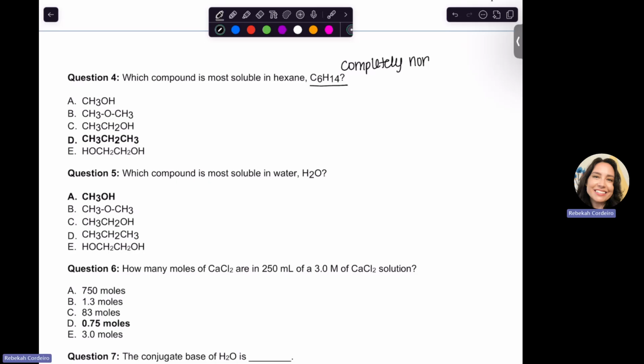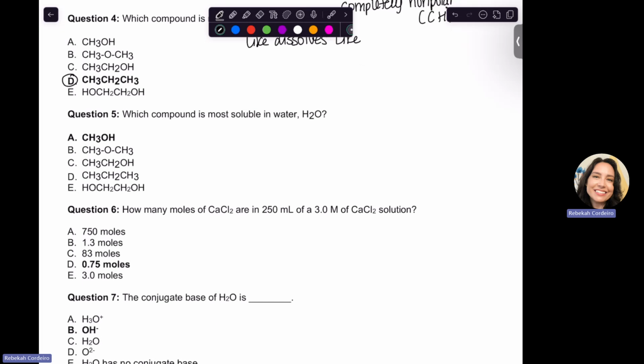If you only have C's and H's, remember that C's and H's are nonpolar. So we're looking for something with only C's and H's. All of these have O's in them except for D, which only has C's and H's. You want them to be similar. So like dissolves like. So we're looking for something that is similar, completely nonpolar.